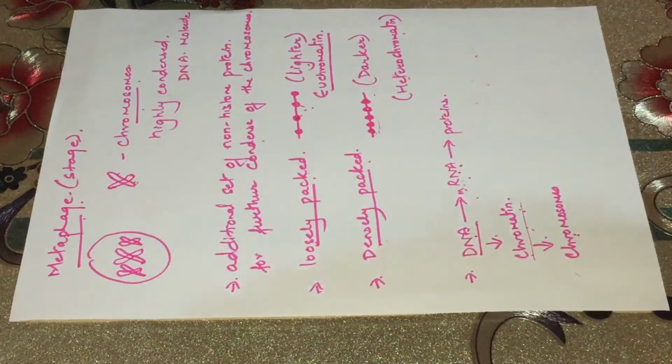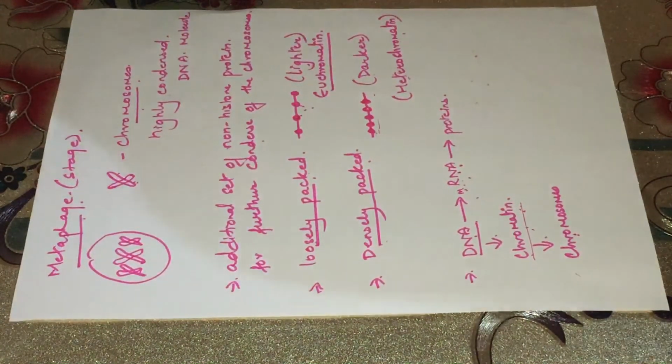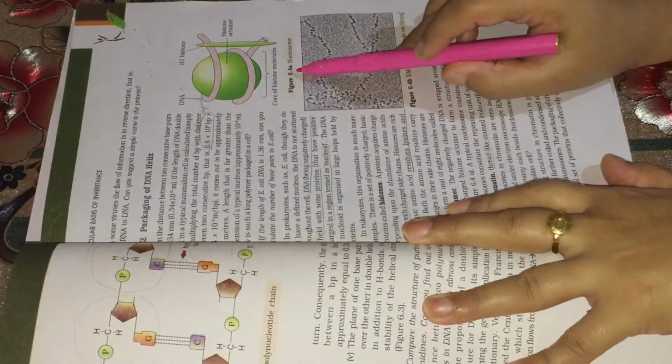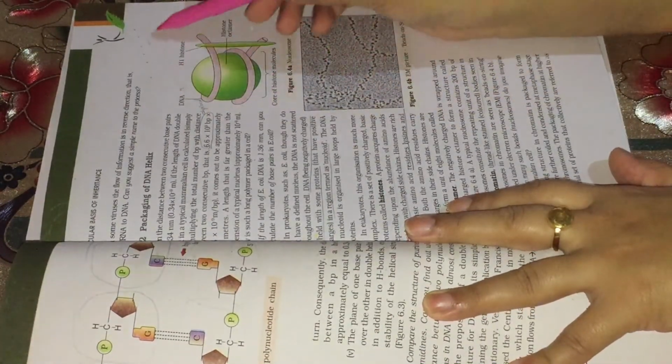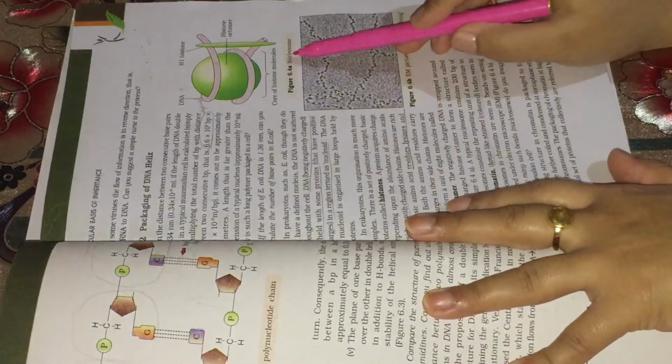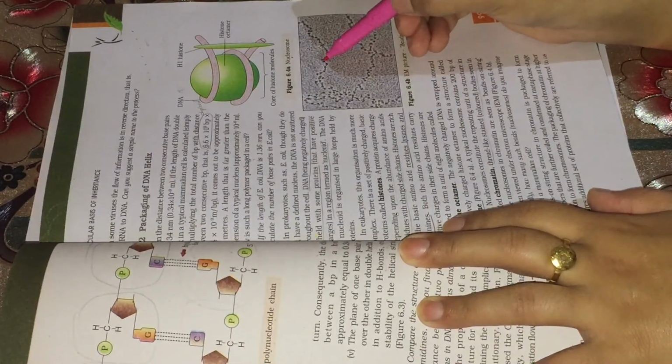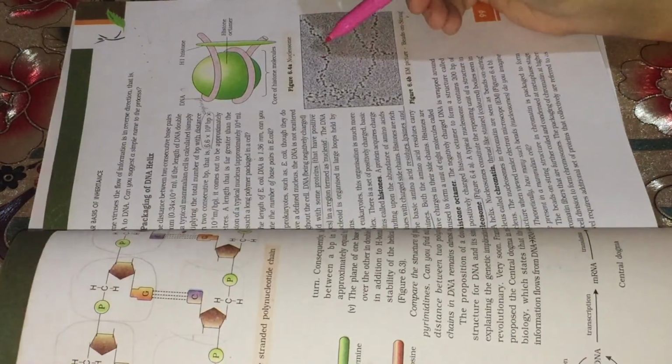Now, when you look into your book, let me show you first. You can see here in figure 6.4, this structure is given. This is nothing but one nucleosome. I've already told you there are so many nucleosomes, which appear as beads on a string. Can you see that? Circular and thread-like structure. So these chromatins appear as a beads on string structure. And when we consider only one, that one structure is called a nucleosome.